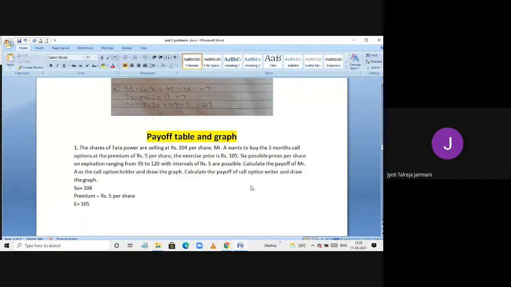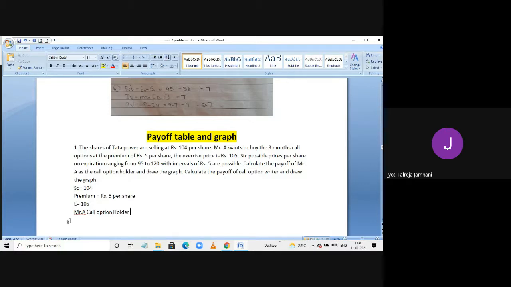Then they have also asked to find the payoff of a call option writer. Mr. A has bought the call option, that means he is the holder. He holds the option. He has the right to decide. But there is somebody else who might have written that option and given it to Mr. A. So they are telling us to also find the payoff of the person who has written the option and show his graph. So first we will do it for Mr. A, and we call him the call option holder.